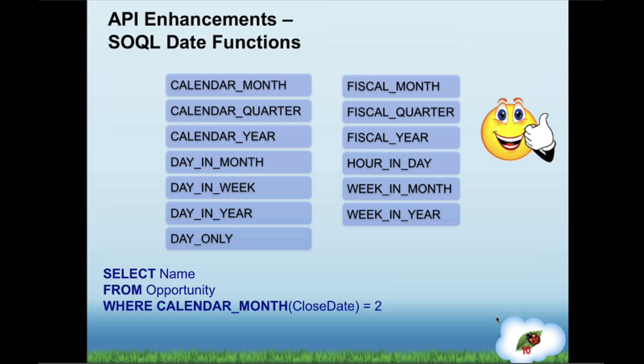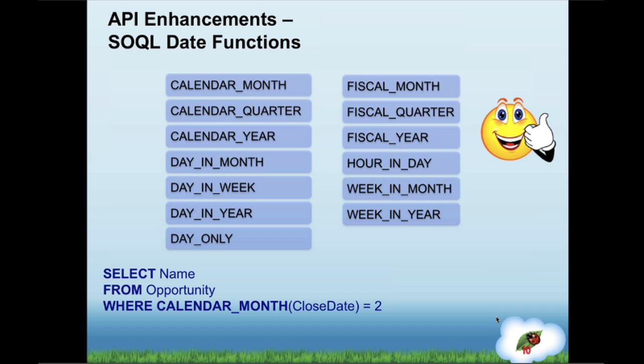And so you can see that we've got about 12 new functions here. The way that you use these is you put it in your SOQL statement like the one you see down below, and you can use any date field as a parameter for that function. So in the case of the SOQL down below, we're getting the name of all the opportunities that have a close date within a calendar month corresponding to the second month, which would be February.